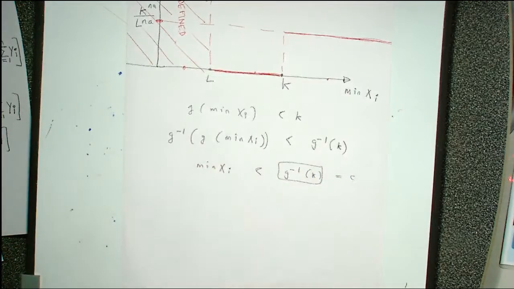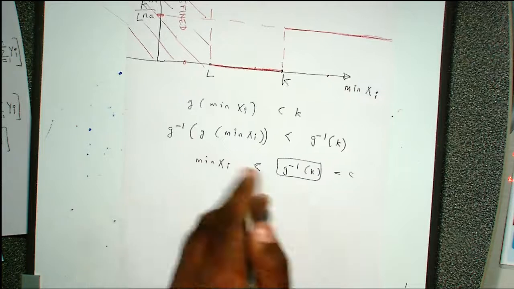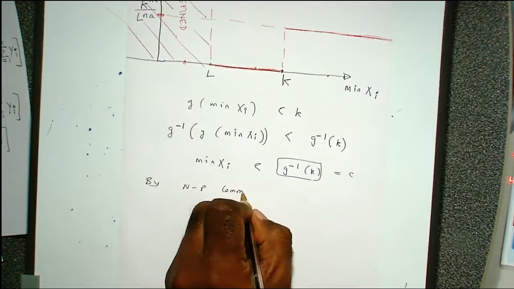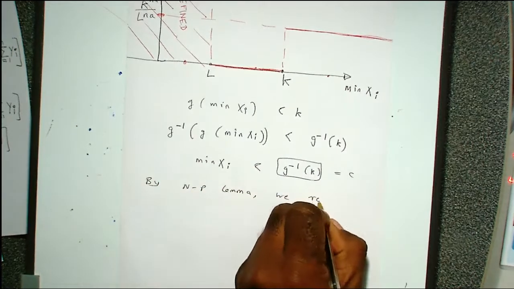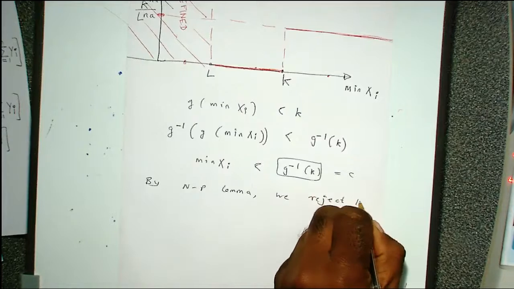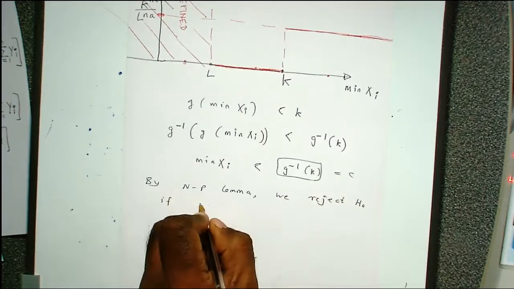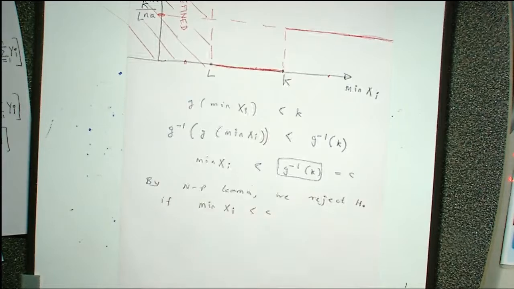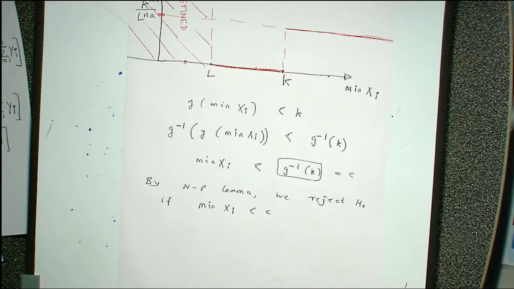So the conclusion for part 1 is that by the NP lemma, we reject H0 if the minimum of xi is less than a constant c. And of course, you need to determine the value for c. That's the next part of the question. I hope you can do this by yourself. This is where you need to determine the value for c, and I assume you can do it by yourself.